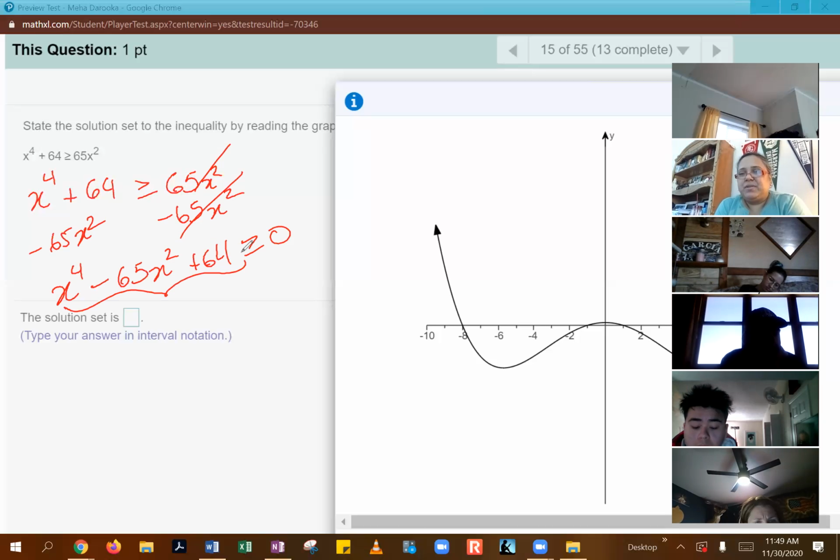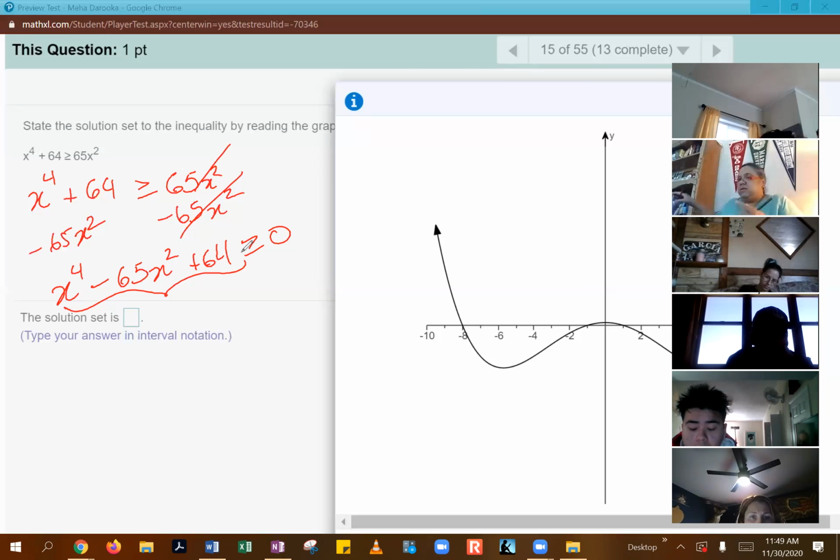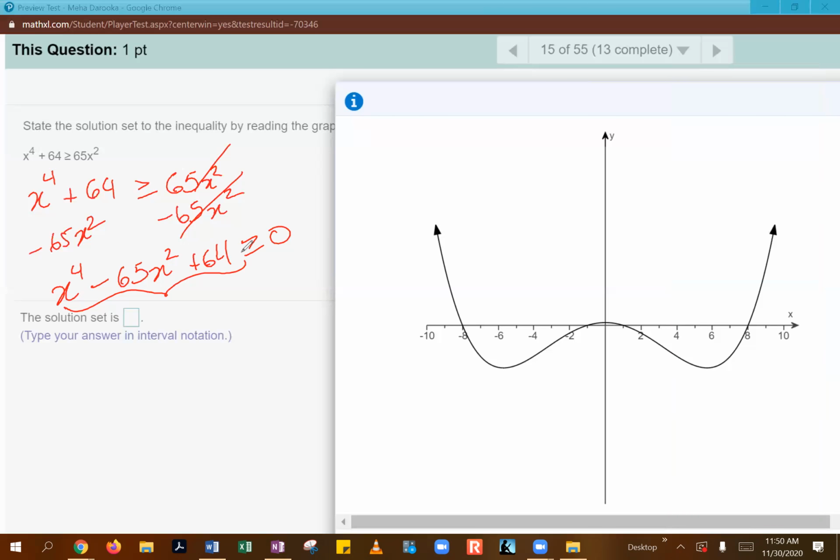Now you are solving this inequality. So what would be your solution set looking at the graph? Where is your inequality going to be greater than or equal to 0? The first one would be -infinity to -8. Okay, very good. So this side.